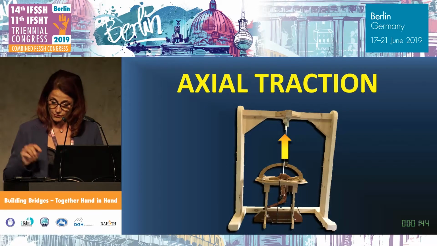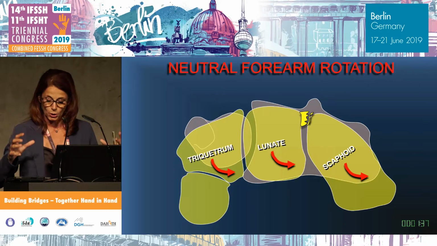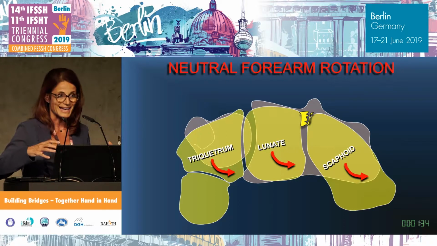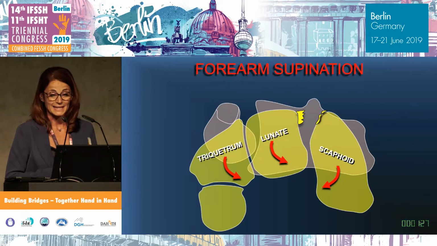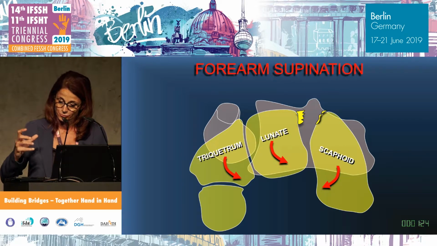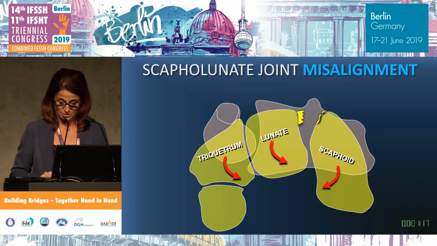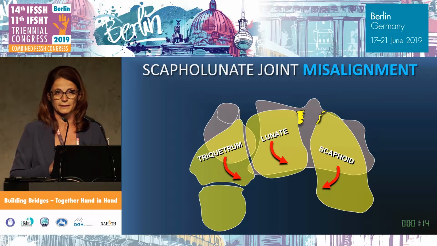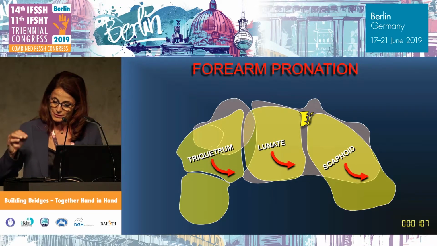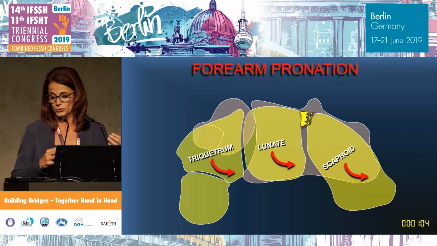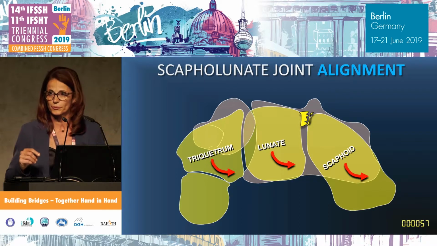The axial traction of a scapholunate deficient wrist held in neutral forearm rotation carries a global first carpal row rotation as a block, and the scapholunate joint stays aligned. Instead, when the axial traction is performed in forearm supination, the scaphoid and the lunate rotate in reverse directions, and the scapholunate joint is completely misaligned. However, when the axial wrist traction is performed in forearm pronation, all the first carpal row bones rotate as a block, and the scapholunate joint remains perfectly aligned.